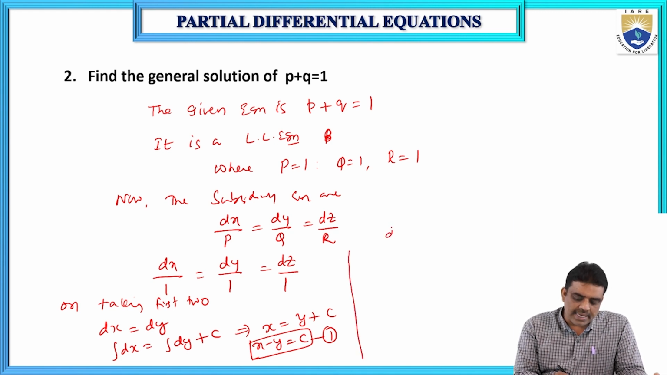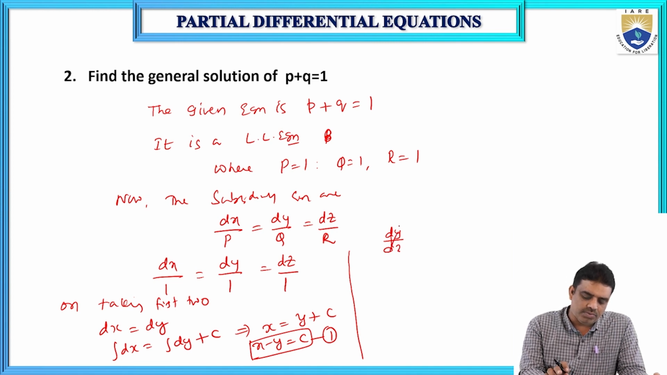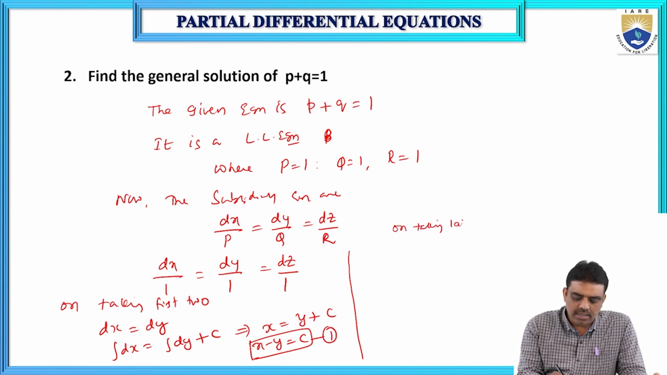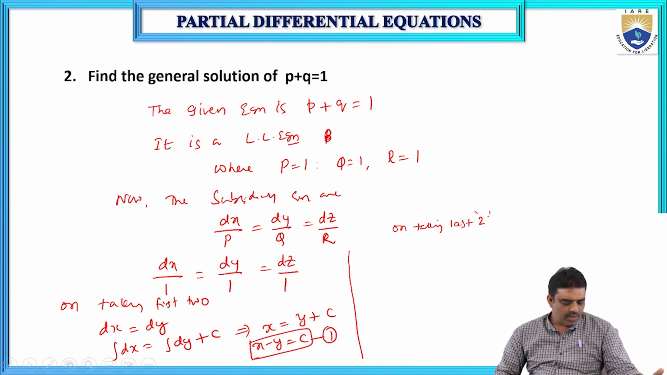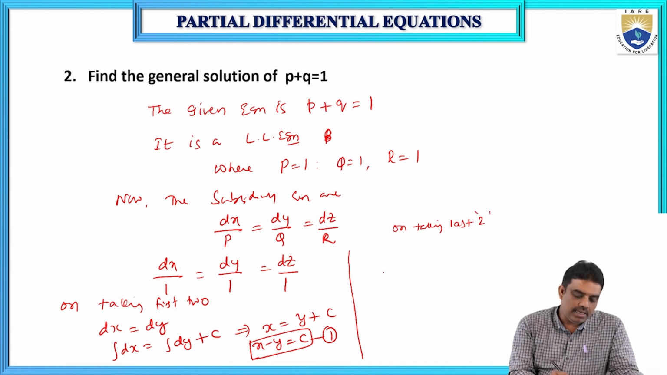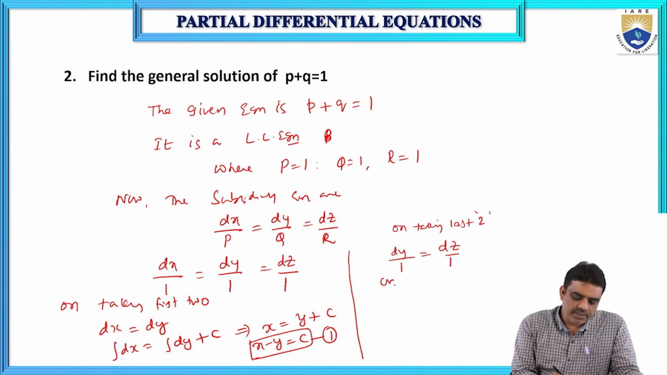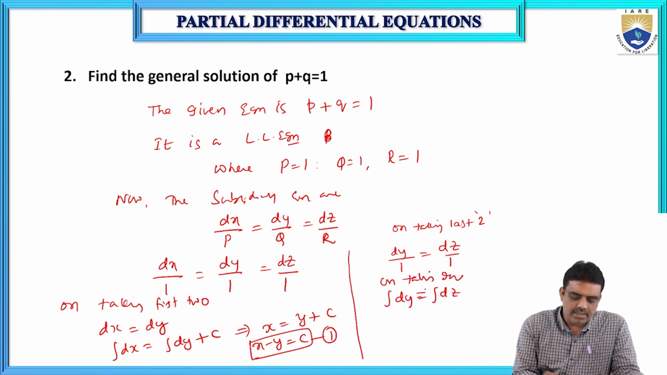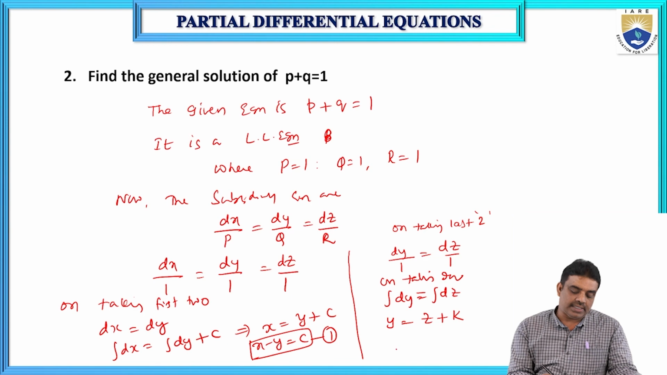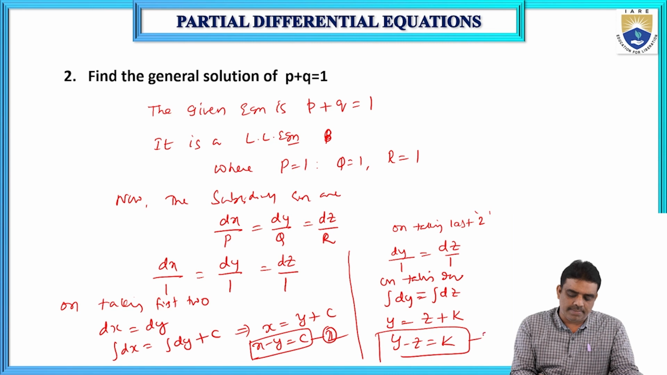Similarly, on taking the second and third, dy by 1 is equal to dz by 1, or dy is equal to dz. On taking integration both sides, integral dy is equal to integral dz, or y is equal to z plus k, where k is the integrating constant. Then y minus z is equal to k. This is equation number 3.